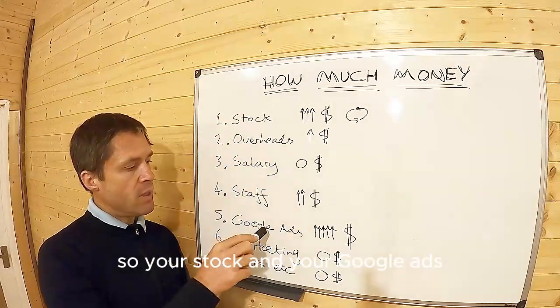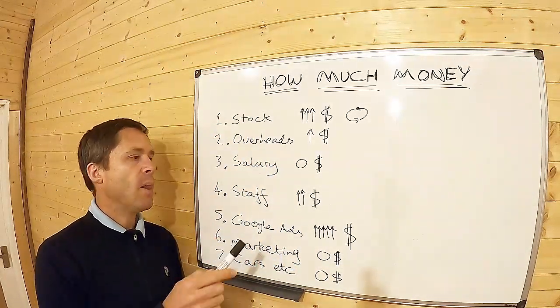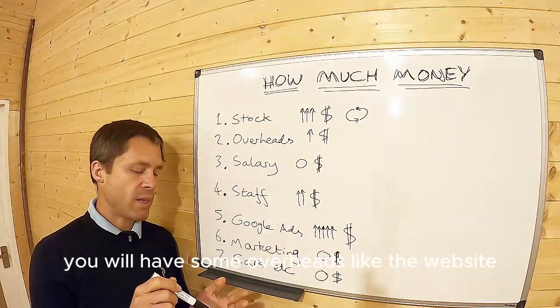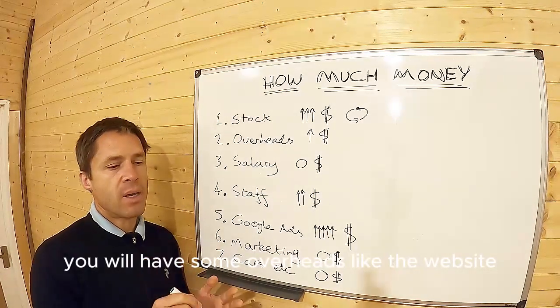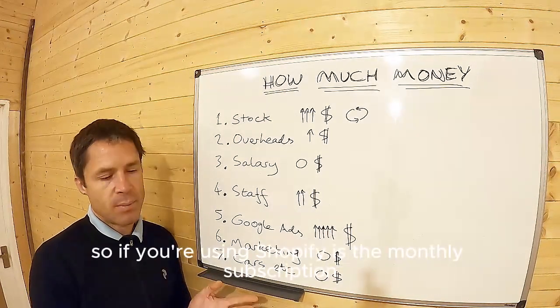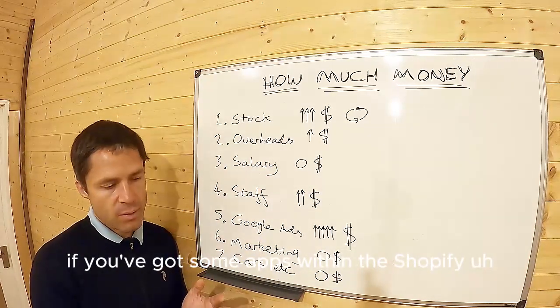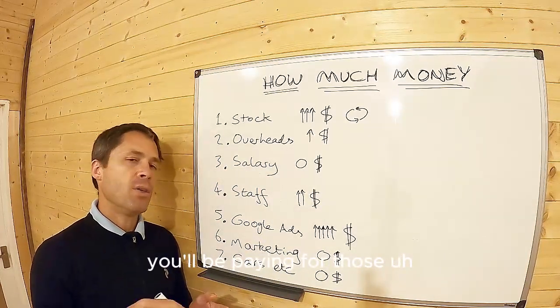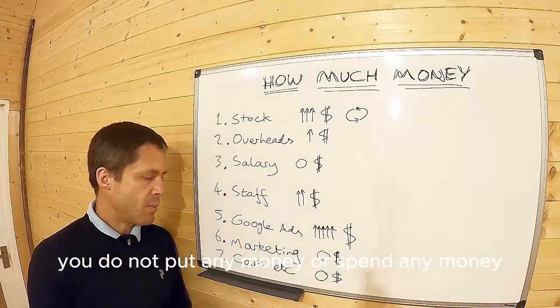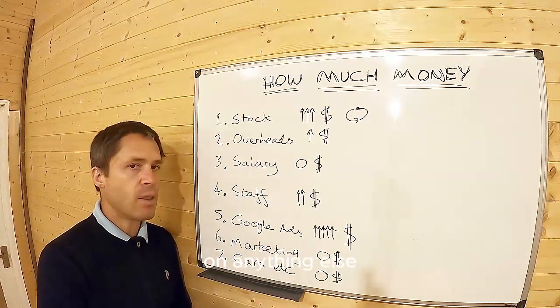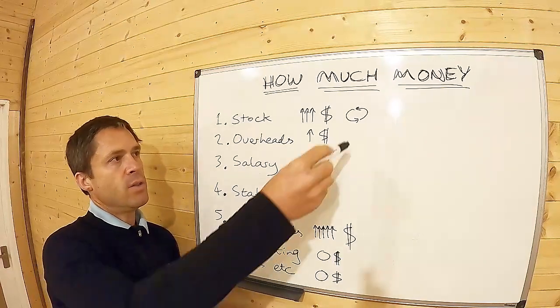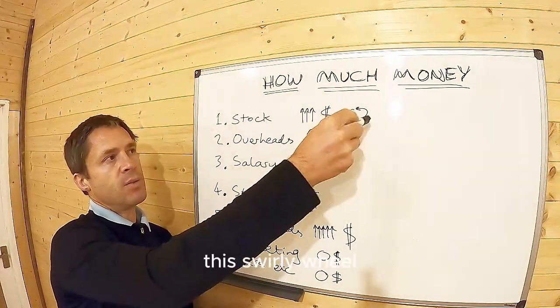So your stock and your Google Ads. You will have some overheads, like the website. So if you're using Shopify, it's the monthly subscription. If you've got some apps within Shopify, you'll be paying for those. You do not put any money or spend any money on anything else. You're trying to make this happen, this swirly wheel.